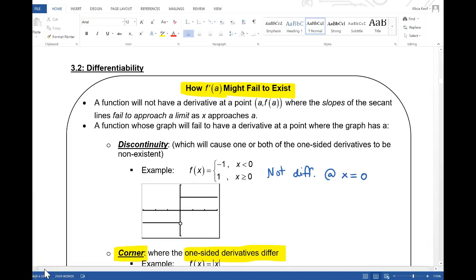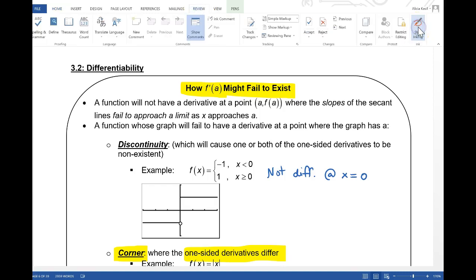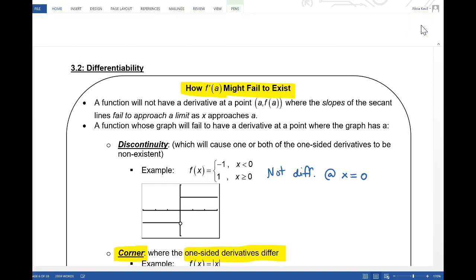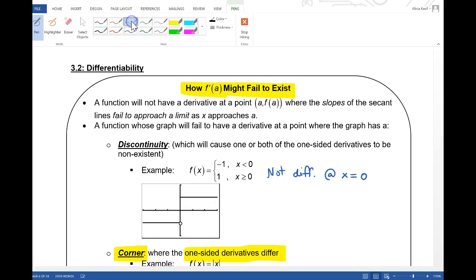We did just briefly talk about the first part of 3.2. Does that look familiar? Corner, cusp, vertical tangent? No? Yes? No? Okay, well, we'll review it because it's been a while.